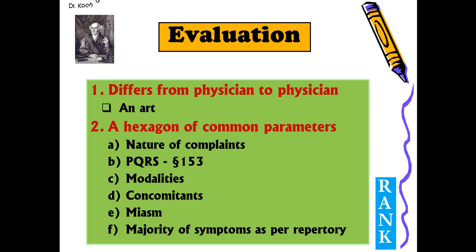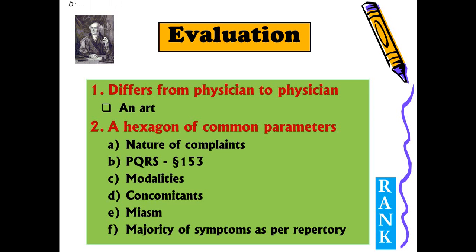Then miasm is another point on the basis of which prescribing has been made, but lot of confusion has been drawn into this, and we have talked about it that basically it has to do with psora. Then majority of the symptoms as per repertory. That means you select the major symptoms, and the major symptoms you put to repertorization, and on the basis of repertorization of main symptoms or key symptoms you come to evaluation.